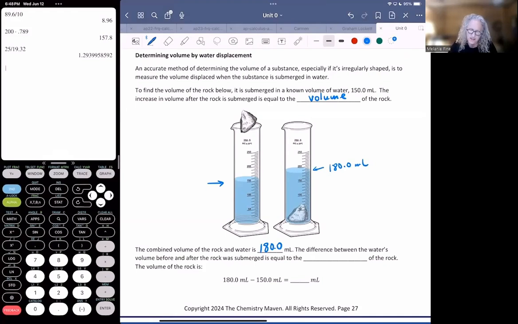So, let me just put here, this is 150 milliliters. The difference between the water's volume before and after the rock was submerged is equal to the volume of the rock, which in this case is 180 minus 150, which is 30 milliliters.